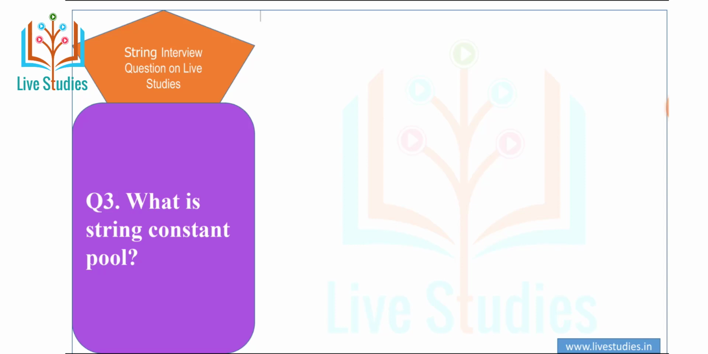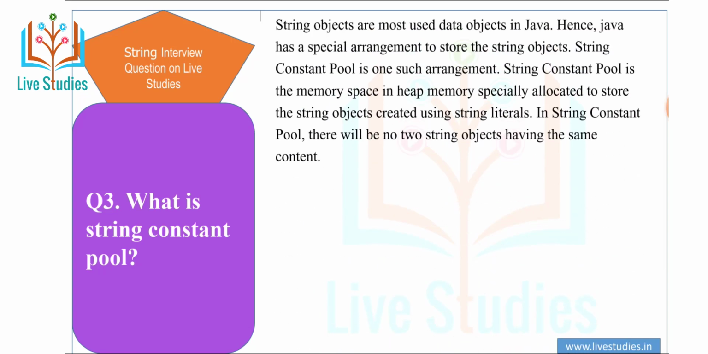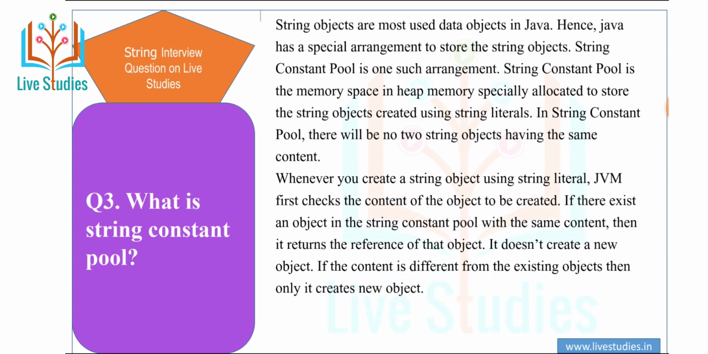Whenever you create a String object using a literal, the JVM, Java Virtual Machine, first checks the contents of the string constant pool. If there exists an object in the pool with the same content, then it returns the reference of that object. It does not create a new object. If the content is different from the existing objects, only then does it create a new object. Okay, move to the next question.